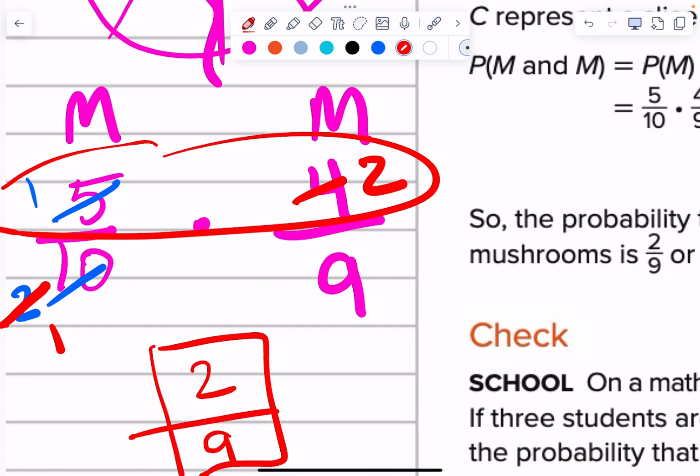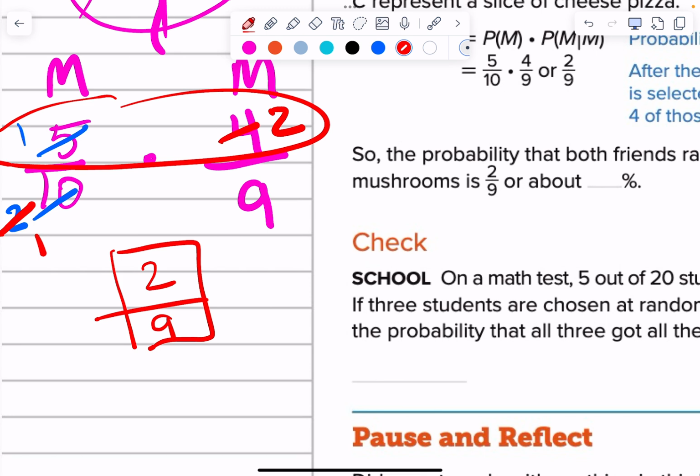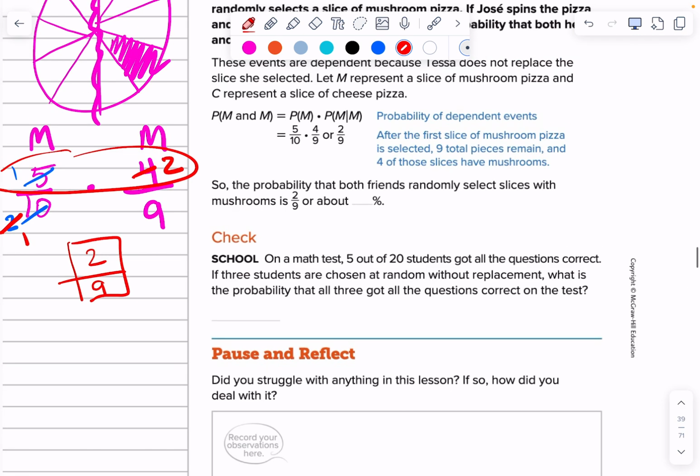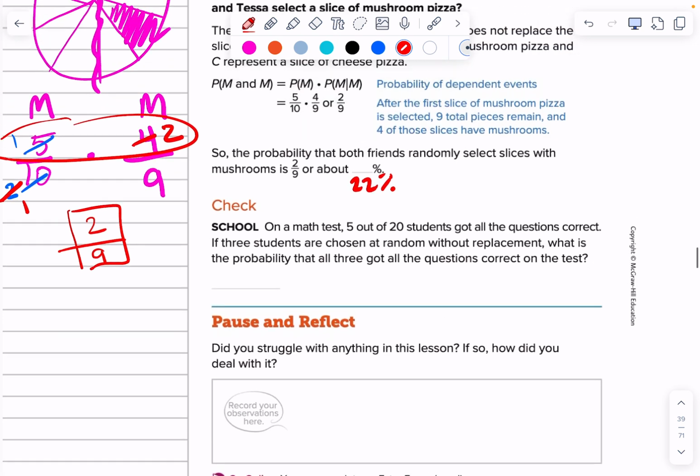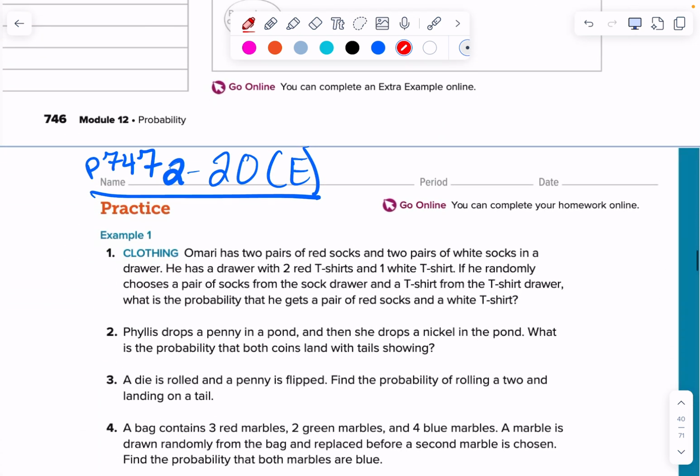2 ninths. You need to pay attention. That's it. 22%. 2 ninths. 22%. Okay? Good. Yep. All right, there you go.